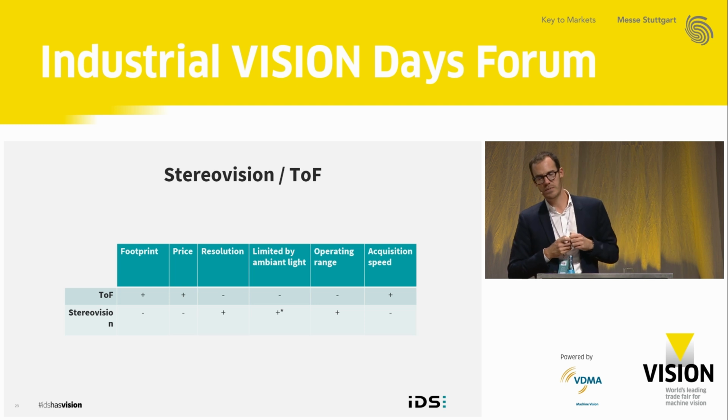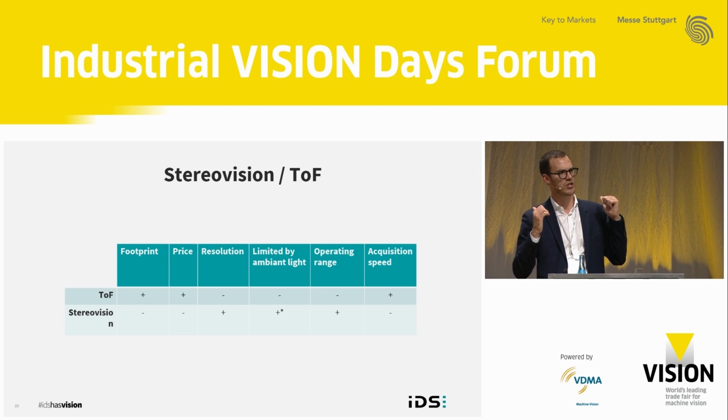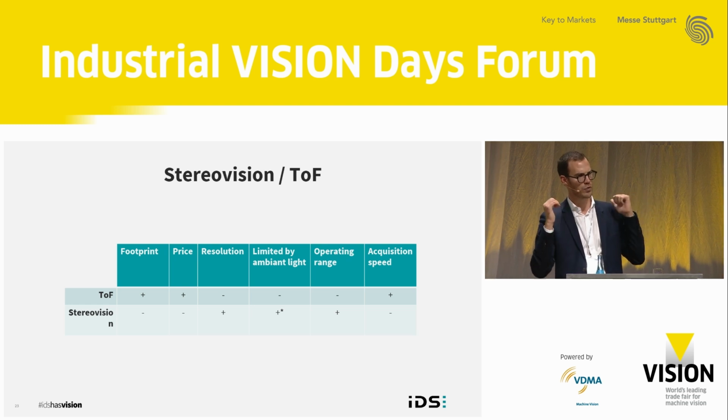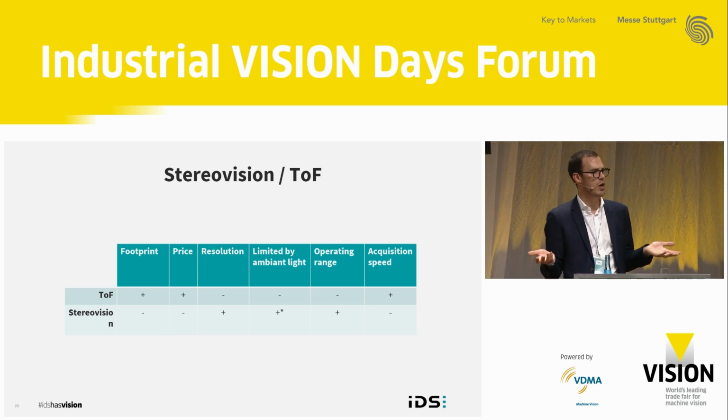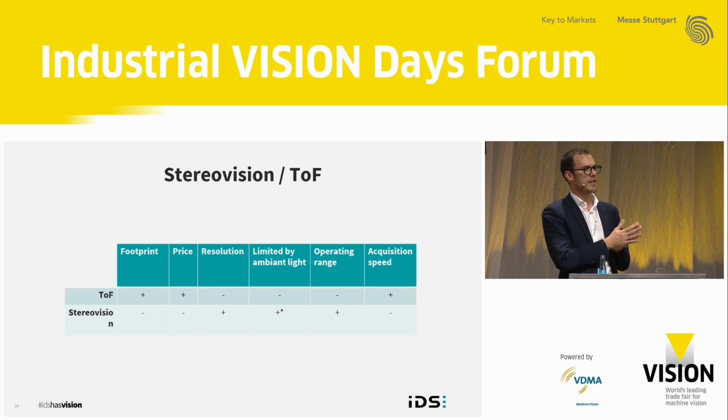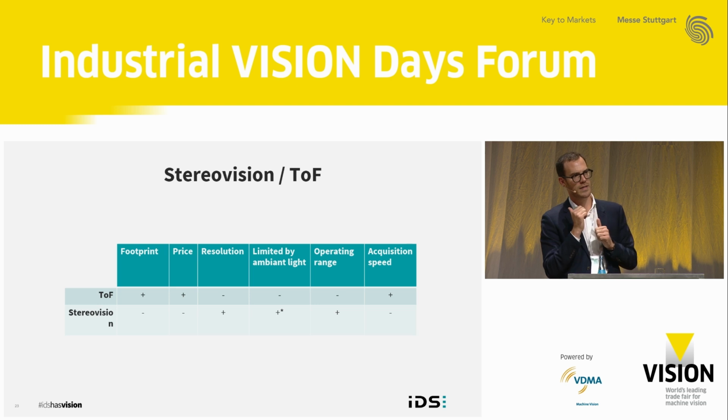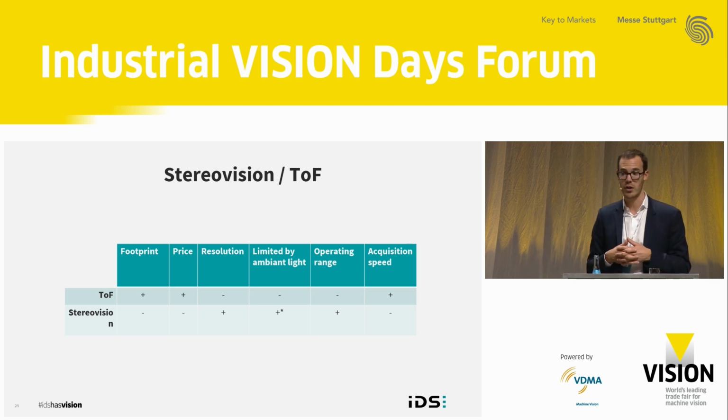And the acquisition speed: when you talk about the stereo vision system, you have to send 2 images from the stereo vision system to the computer. It will consume a lot of bandwidth. When you use a time-of-flight camera, you just have a single image coming out of the sensor to send to the computer. So usually, acquisition speed is better with time-of-flight technology.